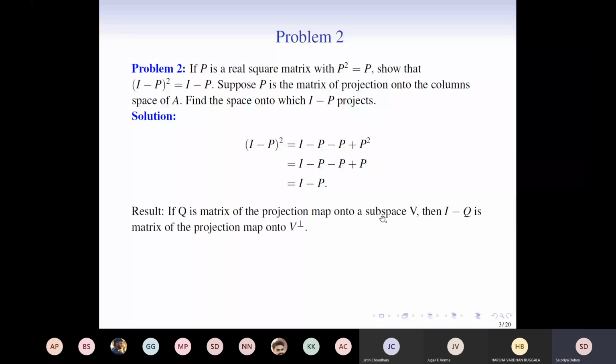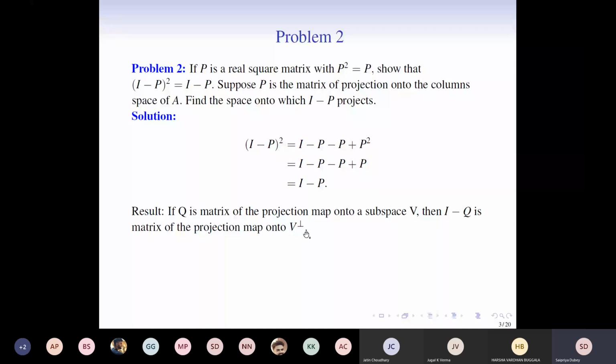Next, in order to compute the projection, P is given to be the matrix of projection. So find the space onto which I minus P projects. We'll be using a result which says that if Q is a matrix of projection mapped onto a subspace V, then I minus Q is the matrix of projection map onto V perp. We already know what this is: all the vectors in the ambient space which are perpendicular to V. By perpendicular, we mean that the inner product is equal to 0.